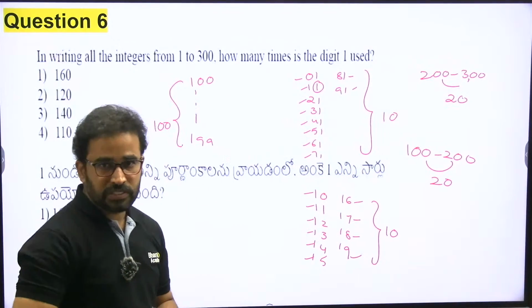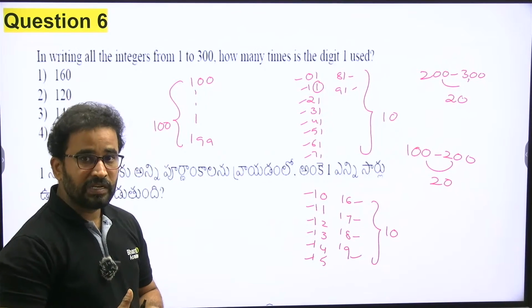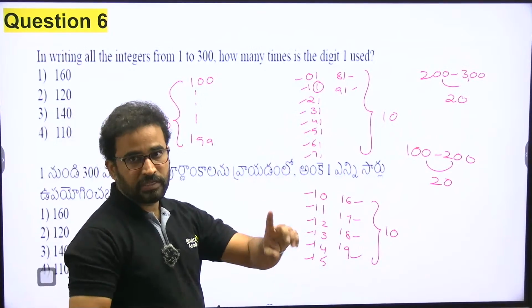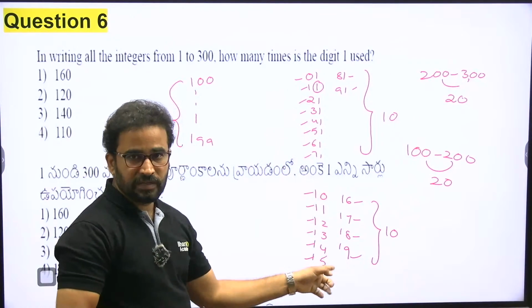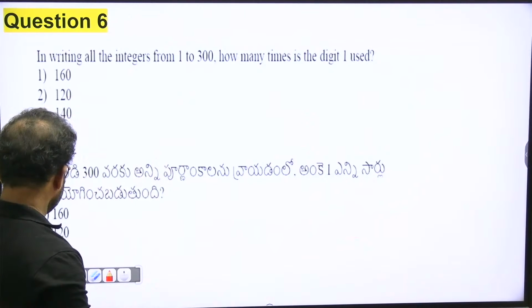Even in 2016 UPSC preliminary, they have given directly how many times 3 is repeated from 1 to 100. So directly you need to remember 20. No need to write on each and every time here. Okay, right. Coming to next question, look at this one.